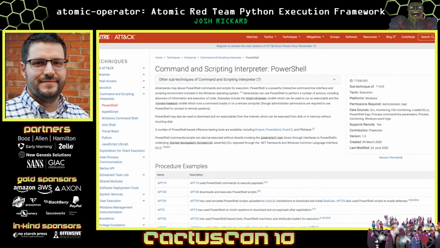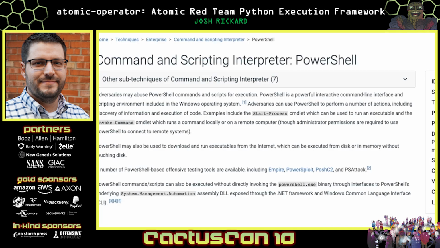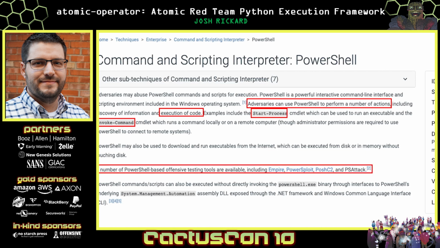But for this one single technique, we must understand a lot of information. Right? We need to understand for this single sub-technique, adversaries can use PowerShell to perform any number of actions. It's still a lot. We can understand that they can use it to execute code. That's pretty self-explanatory. We understand that they can use Start-Process. You have to understand what a cmdlet is. And they can actually run just an executable, or they can run Invoke-Command. So we have to, again, understand what those can do.